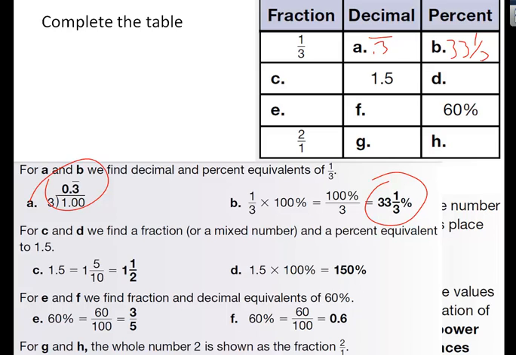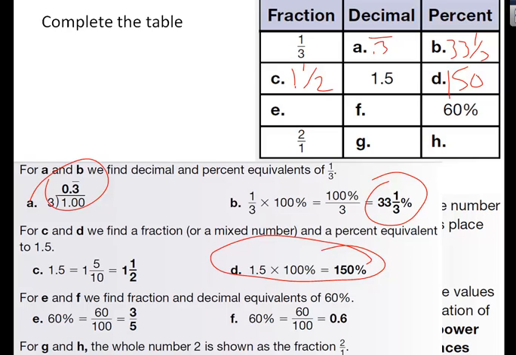Here we have a decimal, we got 1.5. We know that 1.5 as a fraction is 1 and 5 tenths. That's pretty easy. But what is it as a percentage? Well, it's 150%, because we know 0.5 is 50%, and we know the 1 equals 100, so it's 150%.